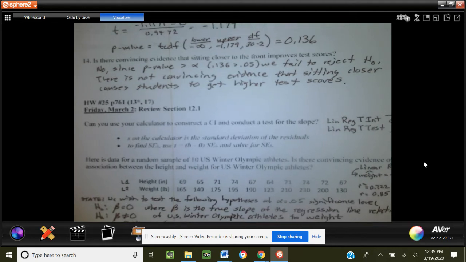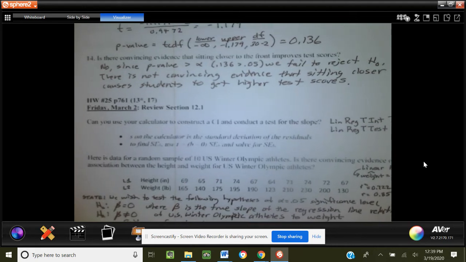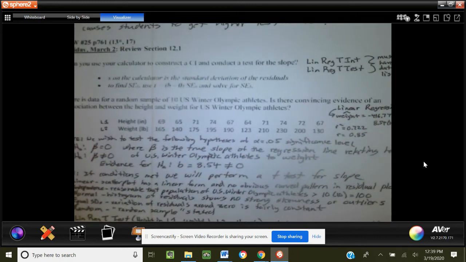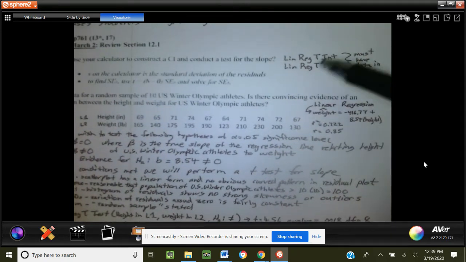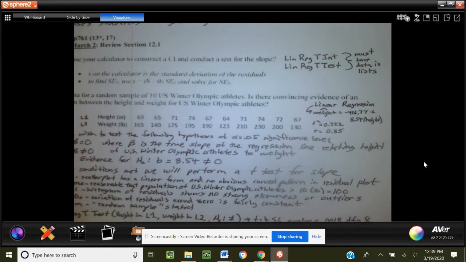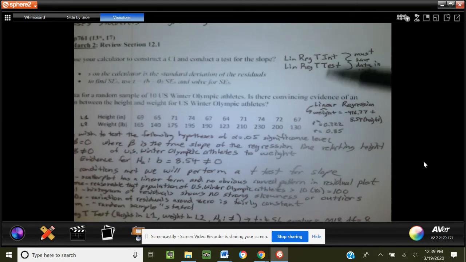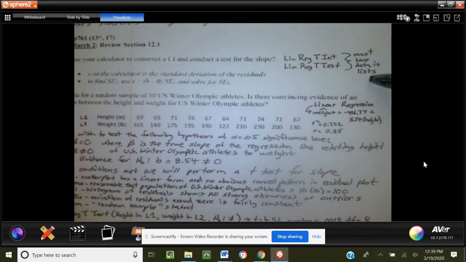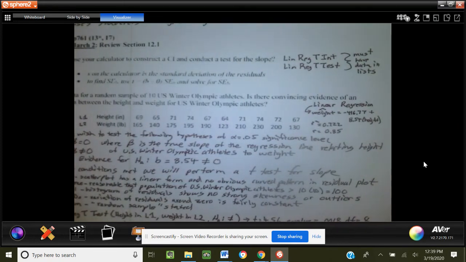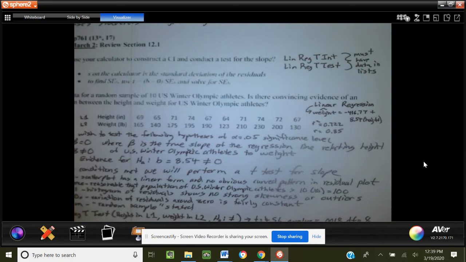A couple of notes here on that. The calculator functions are listed here. It's LinRegTInt and LinRegTTest. If you go to stat tests, where all the other stuff is, you'll see those listed. You must have your data in list 1 and list 2, or in two separate lists first, to use this.